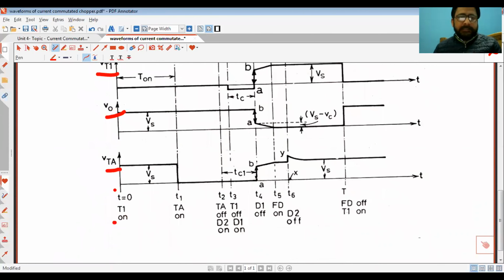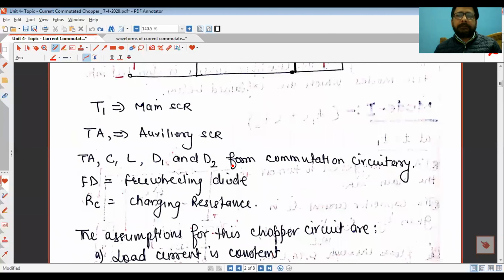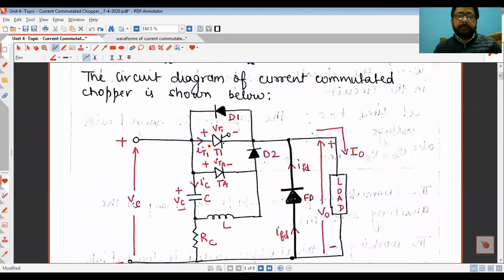So at t is equal to 0, T1 is turned on. The main SCR is turned on. So let us see the main SCR. Diode D1 is reverse biased because the cathode of the diode is coming under the effect of positive voltage here. Capacitor is also positively charged. So this is positive, and this is also positive.